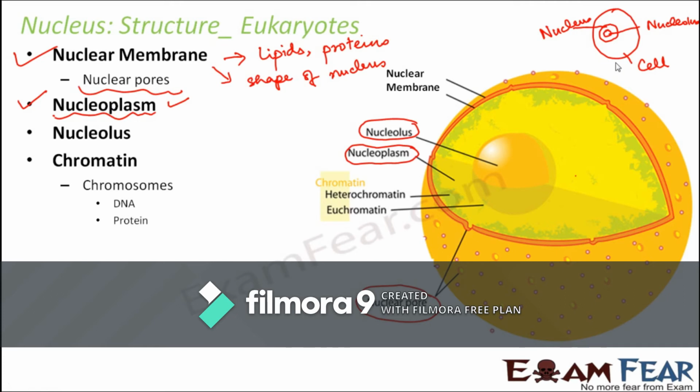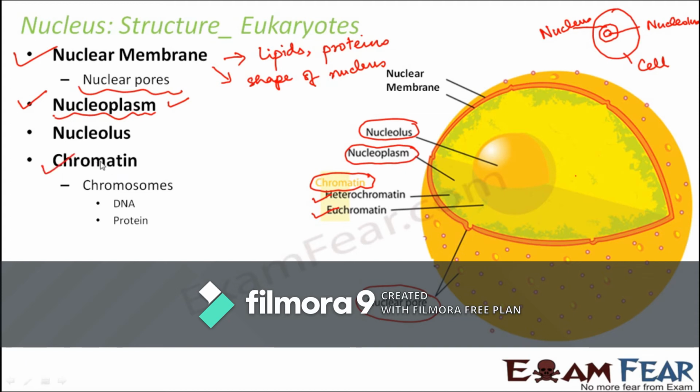Next important part is chromatin. So what are chromatin? Here you can see chromatin, which are of two types, heterochromatin and euchromatin. These are nothing but thread-like structures which are present in the nucleoplasm. These thread-like structures are very, very important, because they will later become chromosomes, and these chromosomes play a very important role during cell division.